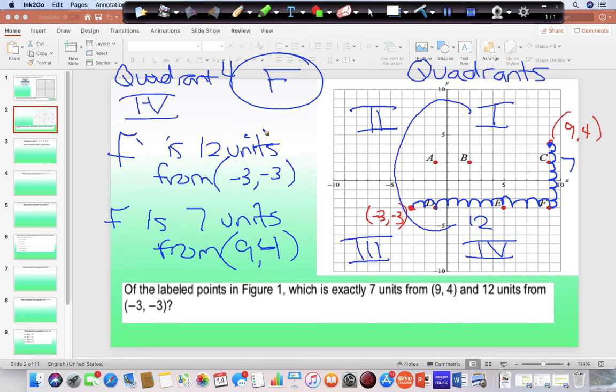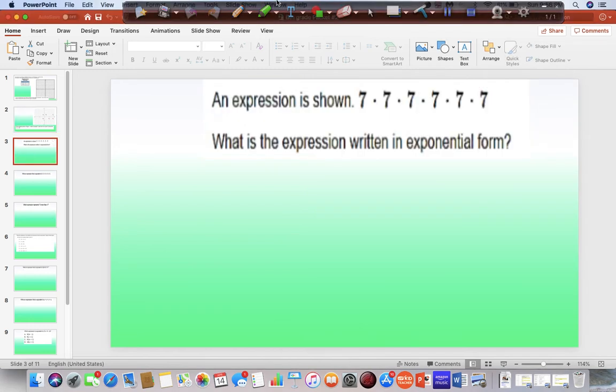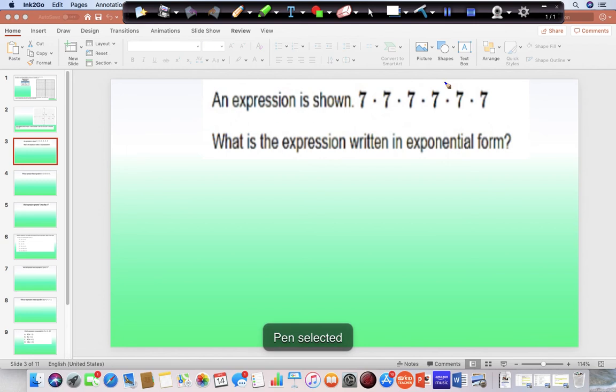Again, it didn't ask for that information, but I wanted to review it while we were on this particular problem. Make sure to write that down on your paper as well. Okay, pause this video at any time that you need to slow things down and write things down. It says an expression is shown: 7 times 7 times 7 times 7 times 7 times 7. What is the expression written in exponential form?